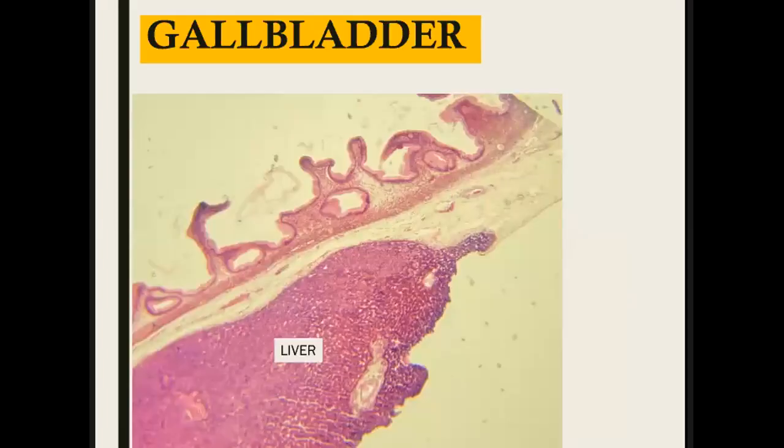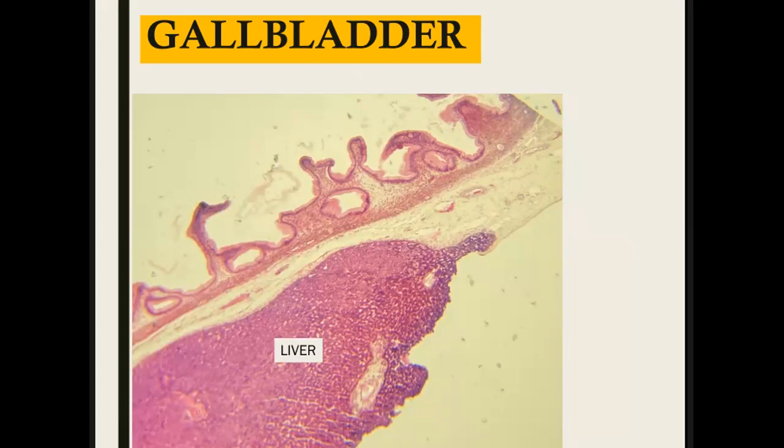Next accessory organ of digestion would be the gallbladder. As described, it is a hollow, pear-shaped organ, and it contains 30 to 50 ml of bile. The main function of your gallbladder is to store the bile that is produced by the liver, and it also concentrates bile.